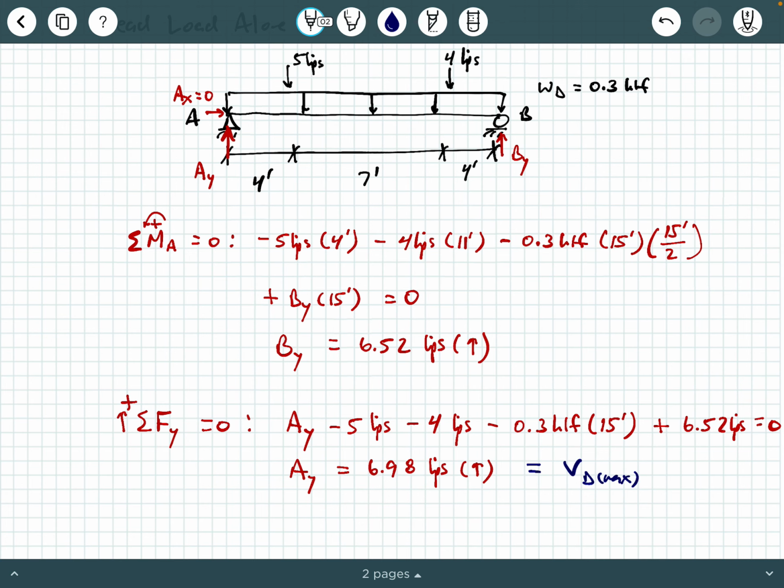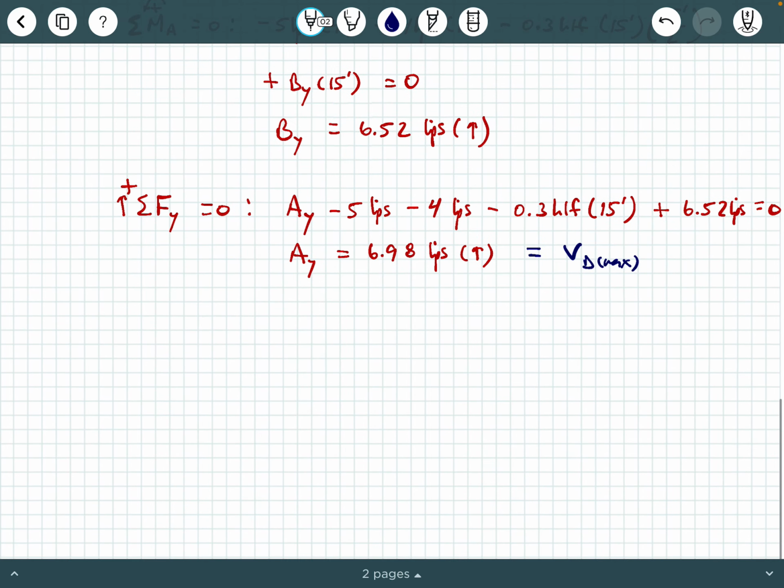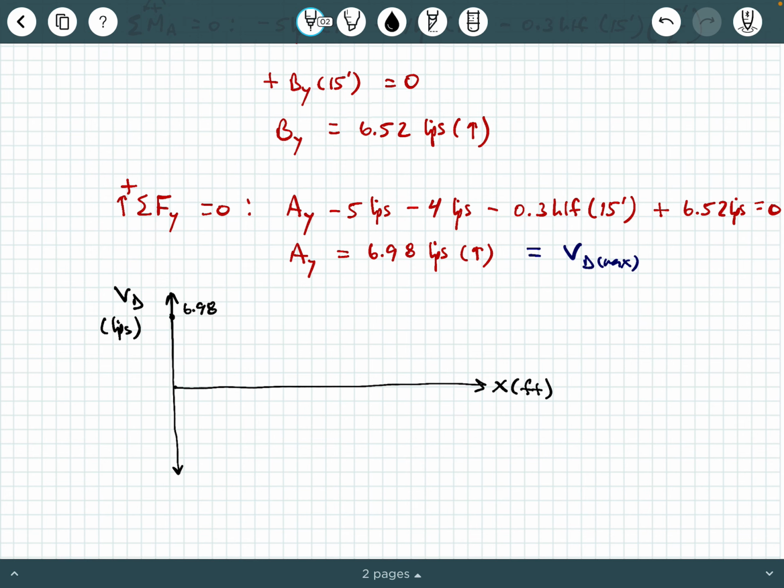Now, if you have trouble seeing that, that's okay. What you can always do is draw the shear force diagram, and by doing that, we will come to the conclusion that that is our maximum shear force due to dead load alone. So let's go ahead and do that for review and practice. So here is our set of axes. And moving left to right, AY pushes us up to 6.98 kips.